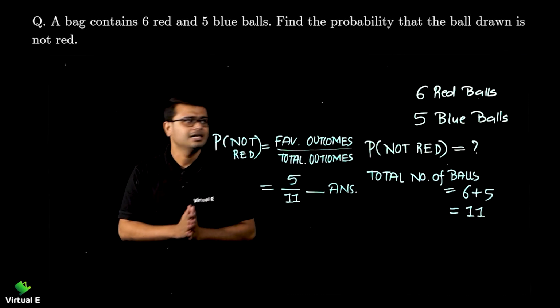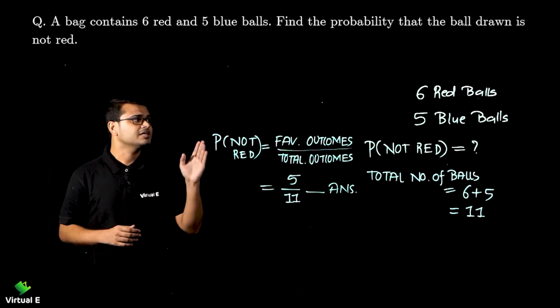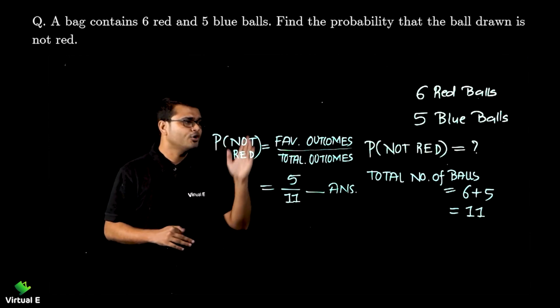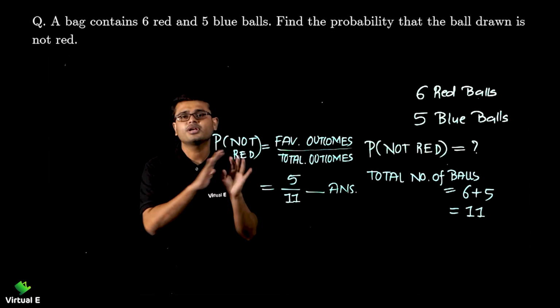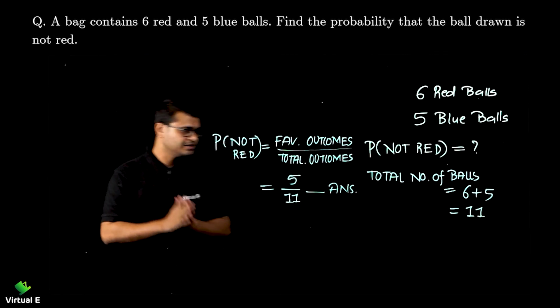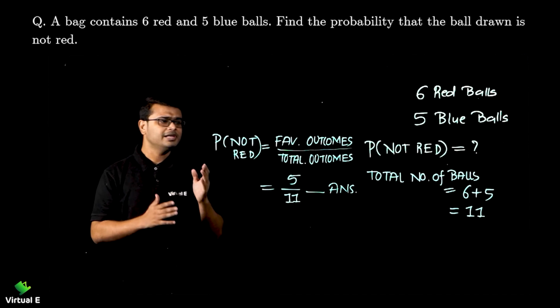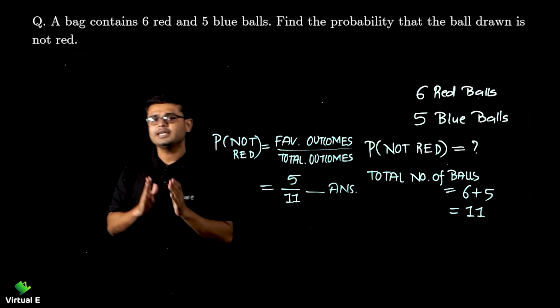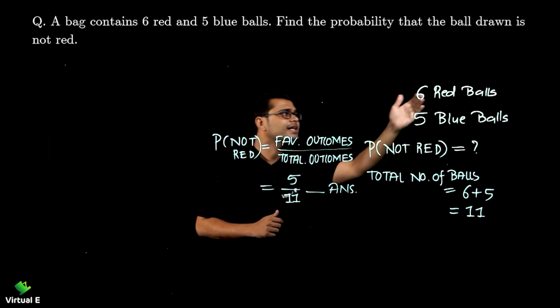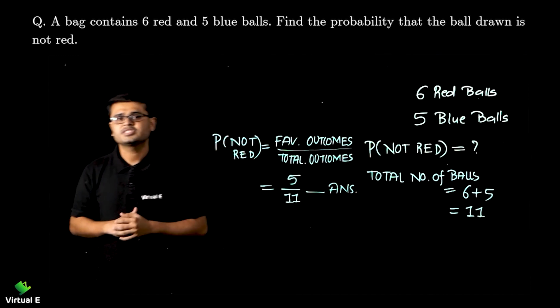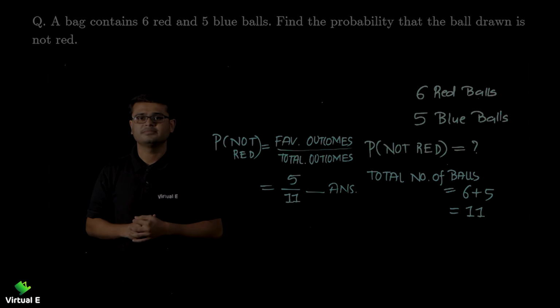So that's it. Let's recall, 6 red balls are there, 5 blue balls are there, and we want to find the probability of not getting red. So here total number of outcomes are not given, right? So you add them and you get the total number of outcomes and the probability of not getting red. We don't want to get the red. Anything else is accepted. So this is how you solve these sums related to balls.